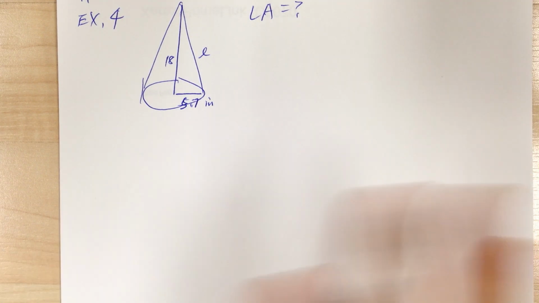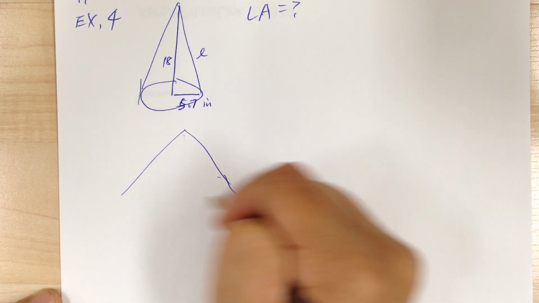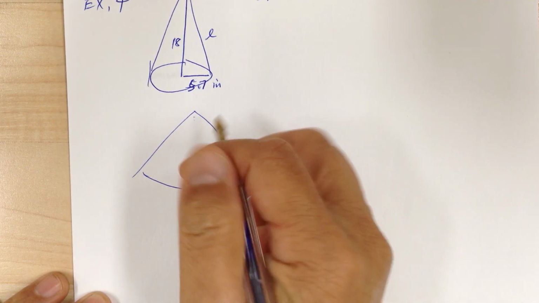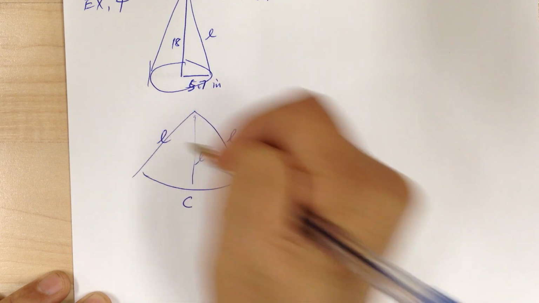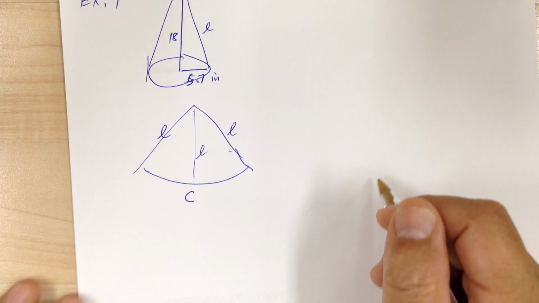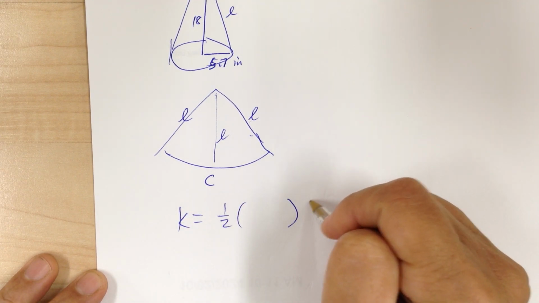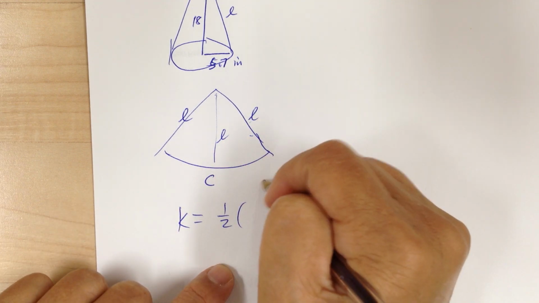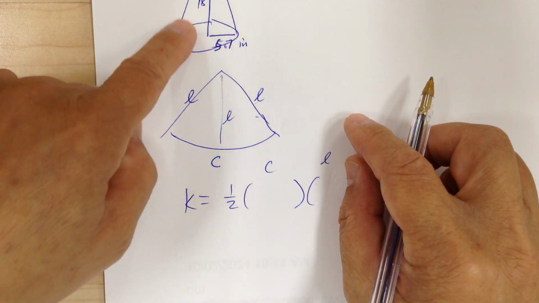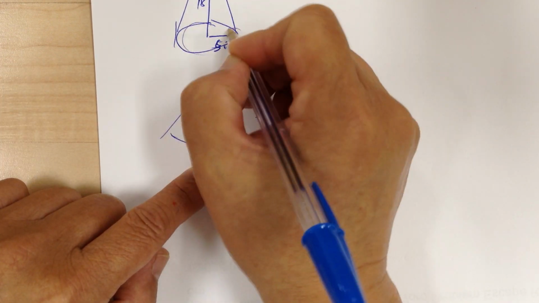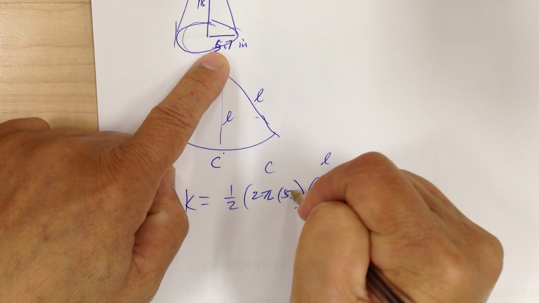Okay, so this one you don't have to write out the entire formula. So the lateral area, if you again cut and open it, it's going to look something like this. Okay, and again this would be the circumference, and this would be the L, right? Okay, so the area of this would be equal to 1/2 the base times the height. So the base is C, the circumference, so it would be 2 pi r, with r being 5.7.